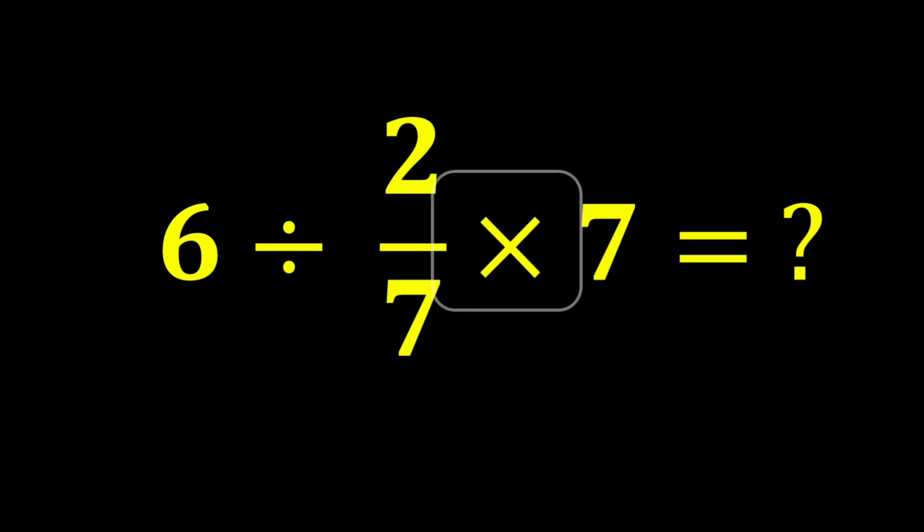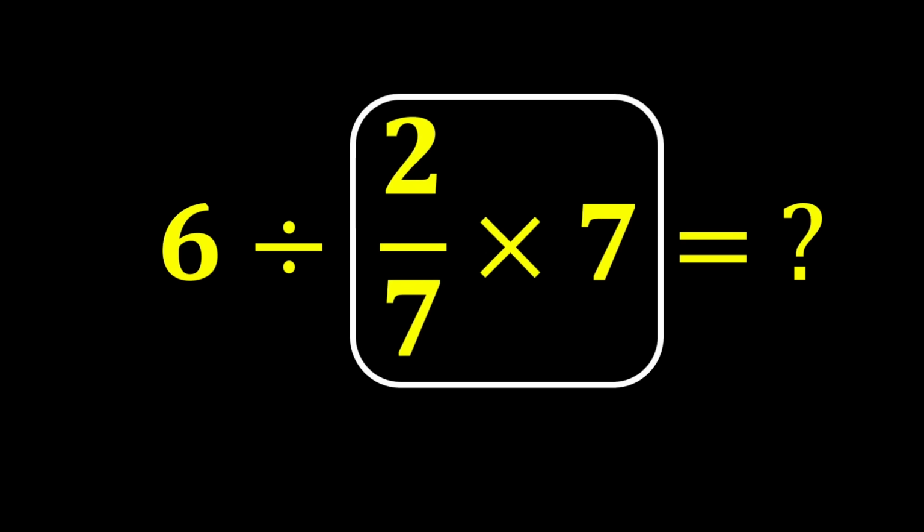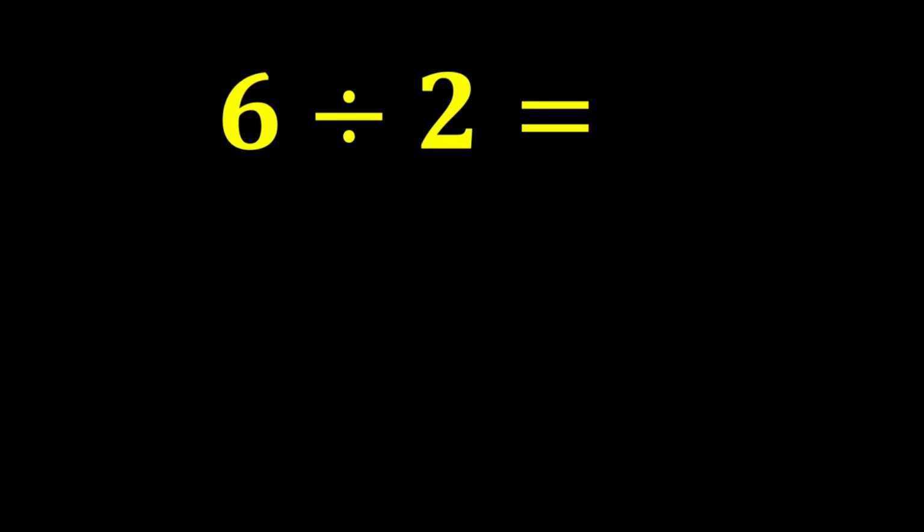First, we perform this multiplication, 2 over 7 times 7. This 7 and this 7 cancel each other out, and only 2 remains. In the end, 6 divided by 2 gives us 3.